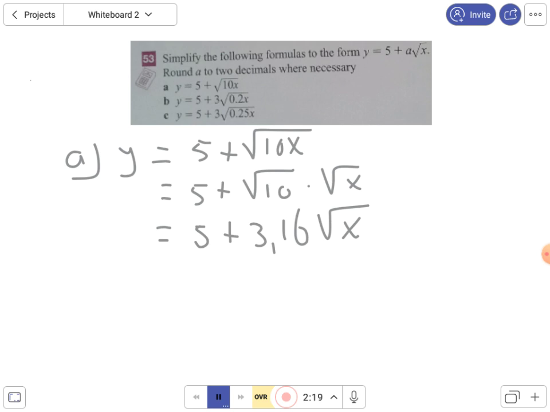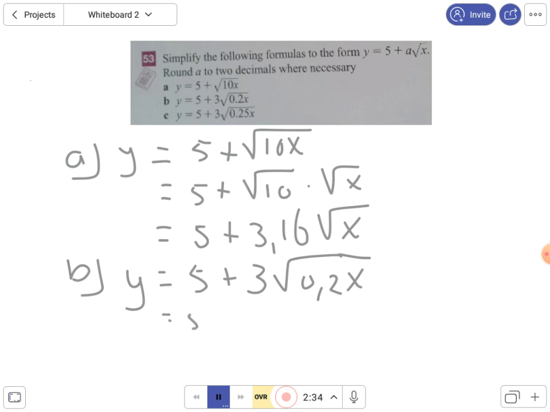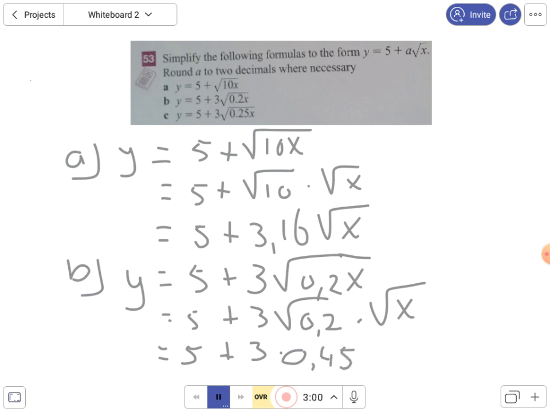In exercise B it works the same. Y is 5 plus 3 square root of 0.2x. You can write this like 5 plus 3 square root of 0.2 times the square root of x. And then you only need to calculate the square root of 0.2. That means you get this 3 times the result of the square root of 0.2 in 2 decimals is 0.45 times the square root of x.